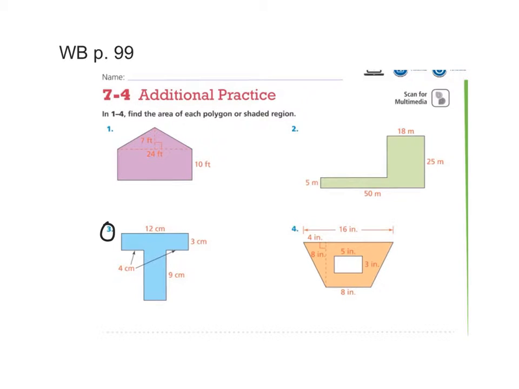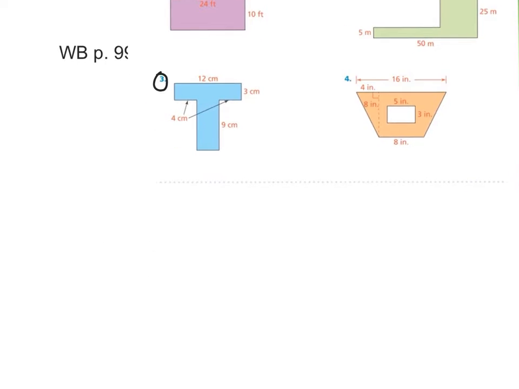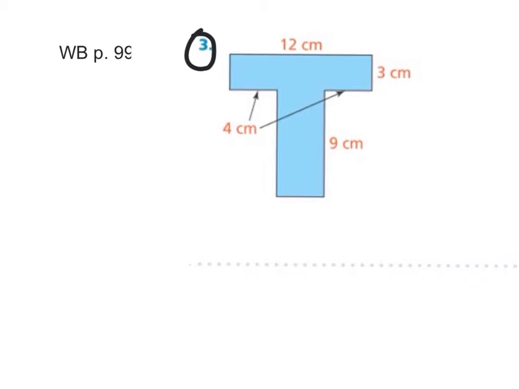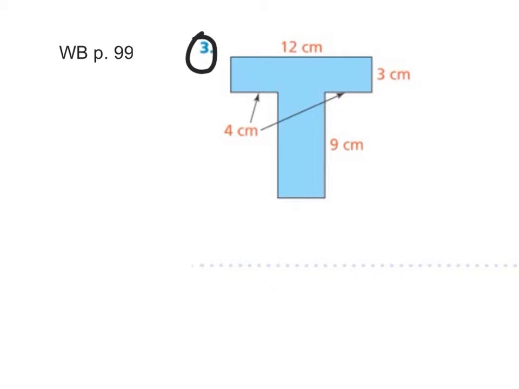So look at workbook page 99. We are going to do number 3 to start off with. So we've got what looks like a T. So we don't really have a formula for this. So again, we could break this up into different pieces and then figure out what our total area is. So this could be split up into a couple of rectangles. If we just split it horizontally here, it's probably going to be a good approach for us to take.